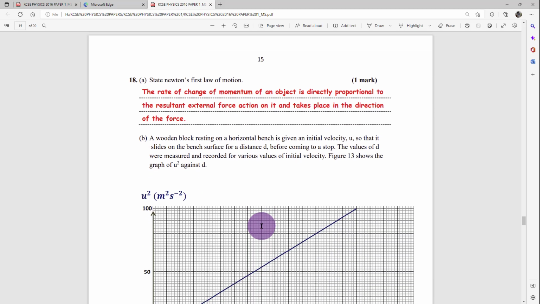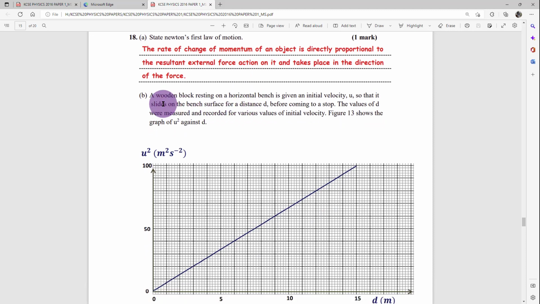And let's go to question 18. State Newton's first law of motion. The rate of change of momentum of an object is directly proportional to the resultant external force acting on it and takes place in the direction of the force. So such a law is quite direct.